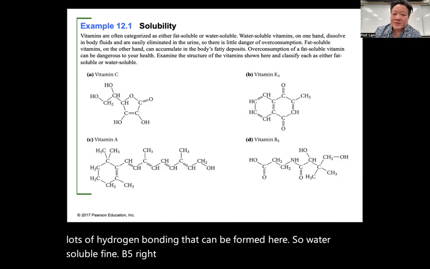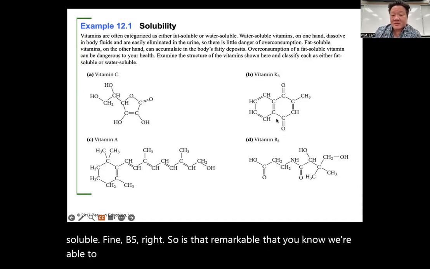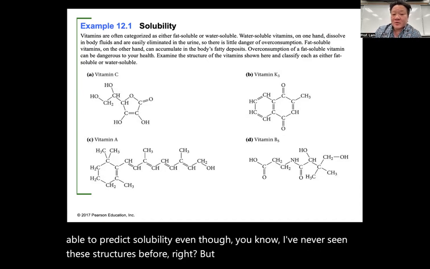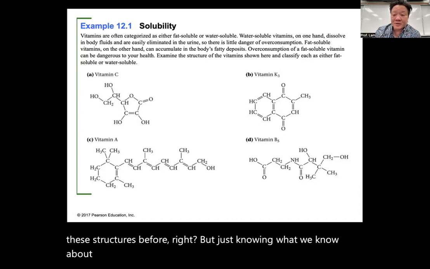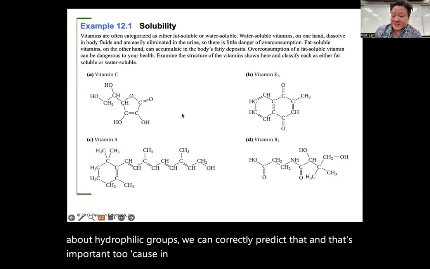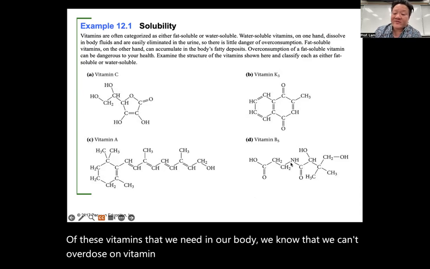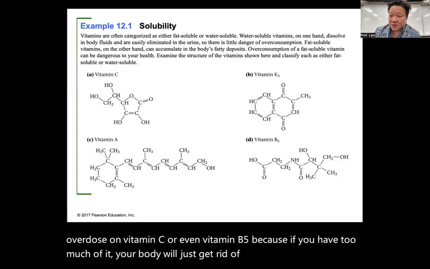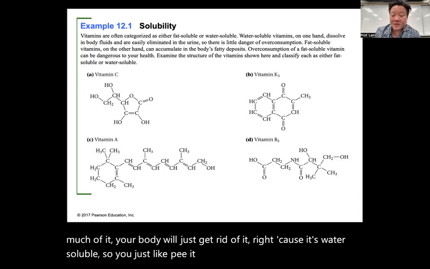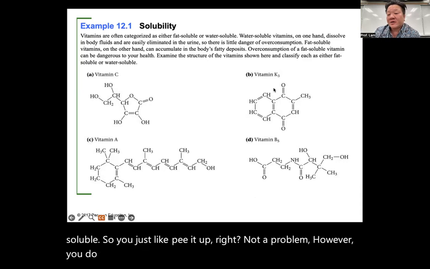So isn't that remarkable that we are able to predict solubility even though we've never seen these structures before, right? But just knowing what we know about hydrophilic groups, we can correctly predict that. And that's important too, because in knowing how much of these vitamins we need in our body, we know that we can't overdose on vitamin C or even vitamin B5, because if you have too much of it, your body will just get rid of it, right? Because it's water soluble, so you just pee it out, right? Not a problem. However, you do have to watch how much vitamin K3 you take in and vitamin A, right?